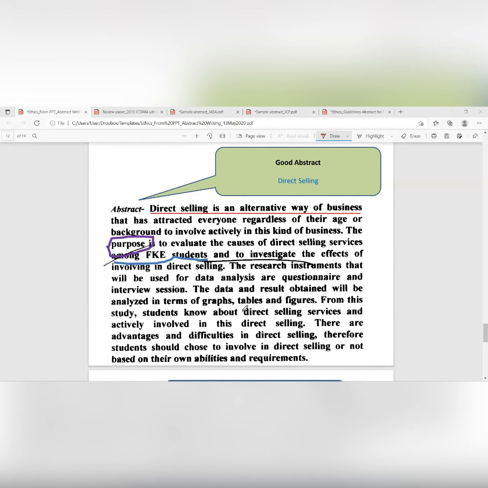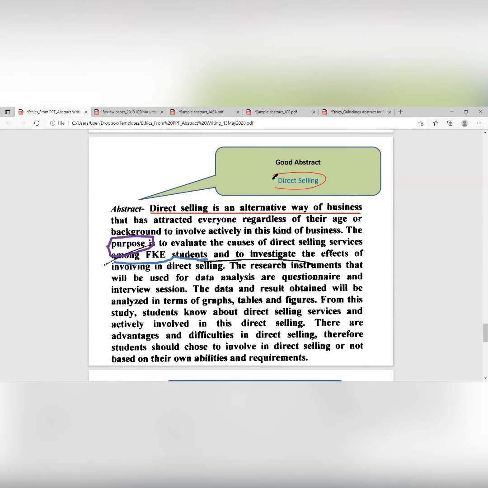The second abstract is on direct selling. So direct selling among students, right? Direct selling is an alternative way of business that has attracted everyone, regardless of their age or background, to get actively involved in this kind of business. So you don't have to spend a lot of time on setting up the business. The business is there. You just have to find a customer.